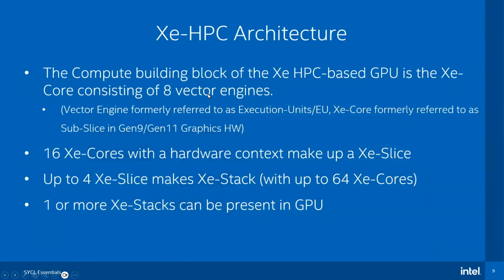So in summary, if we look at the high-level architecture, the compute building block of the Xe-HPC-based GPU is a Xe core consisting of 8 vector engines, and then 16 Xe cores with hardware context will make up a Xe slice, and then 4 Xe slices will make up a Xe stack, which will give you the full GPU functionality. So there might be 1 or more Xe stacks present in a GPU, right?